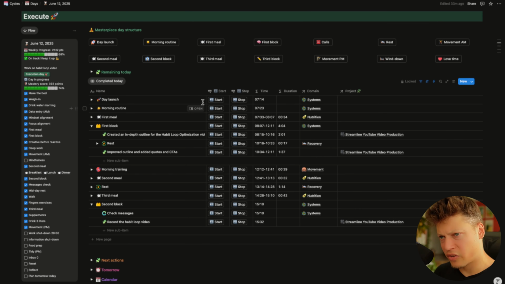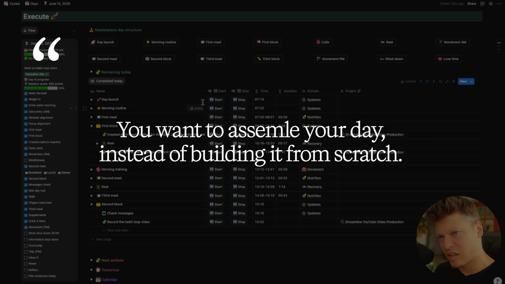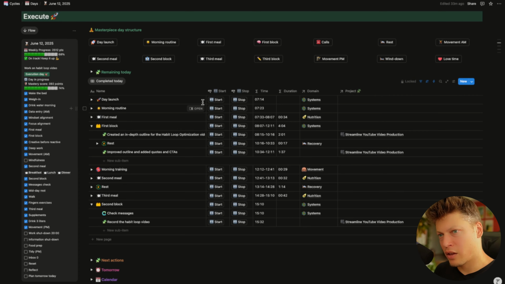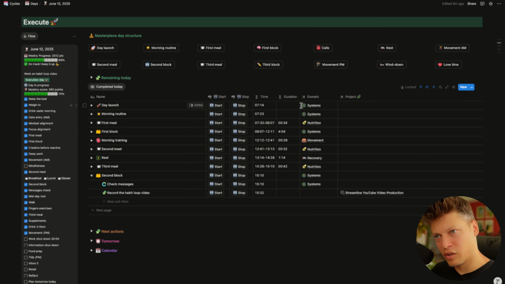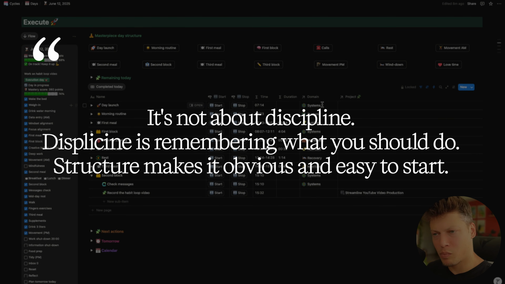The key insight here is that you want to be assembling your day instead of rebuilding it from scratch. You come up with a structure that you know repeatedly works, and then you assemble it in just a few clicks. This was a long first type of cue, which is the masterpiece day macro buttons. These describe your ideal flow of the day, and it hints you at what's next. It makes it much less about discipline. You can think of discipline as being able to remember what you should do next, but structure is making it obvious and easy to start.